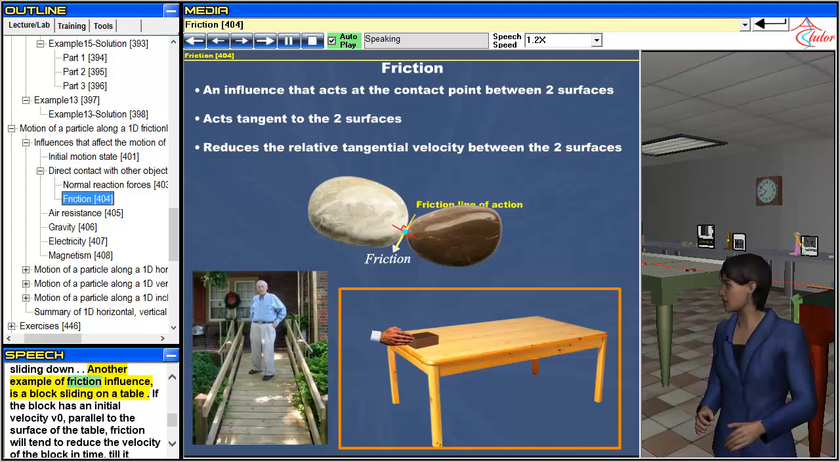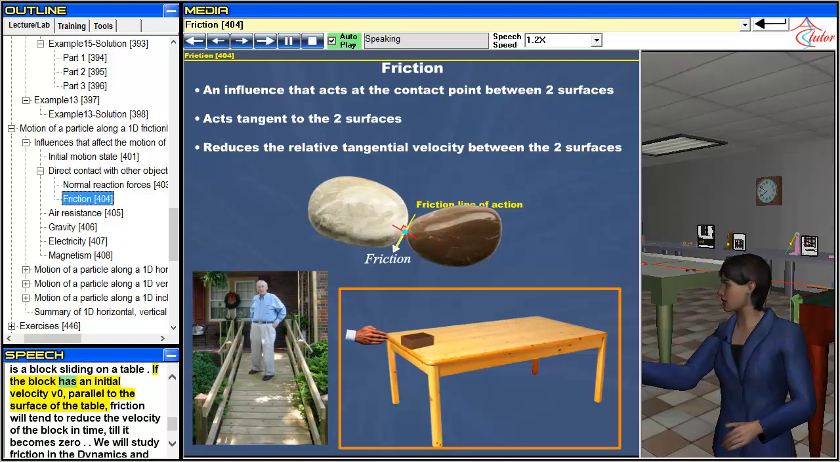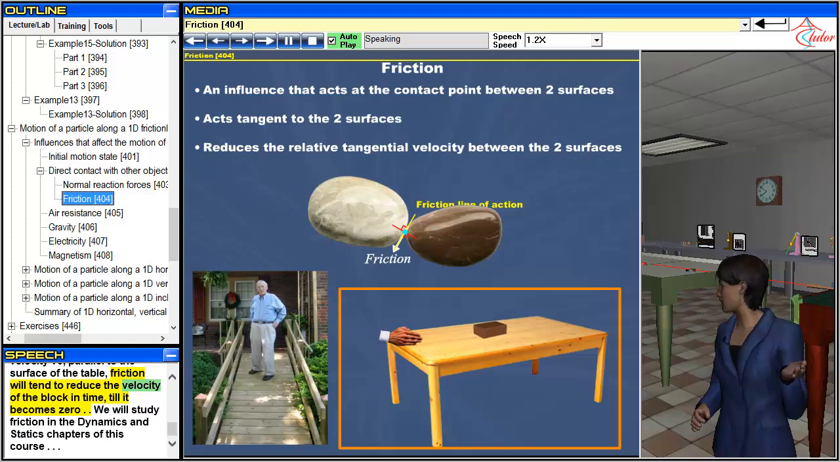Another example of friction influence is a block sliding on a table. If the block has an initial velocity v0, parallel to the surface of the table, friction will tend to reduce the velocity of the block in time, till it becomes zero.